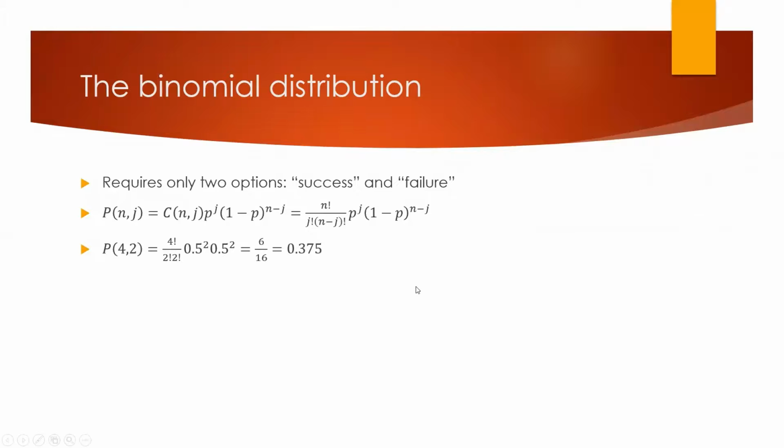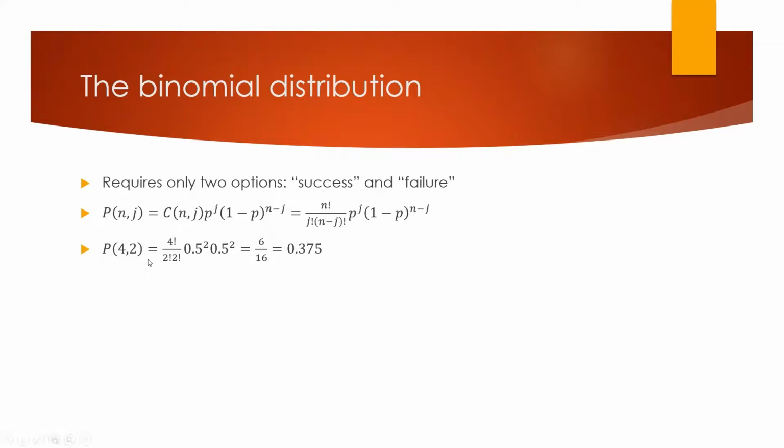Going back to our coin flip, the likelihood of observing 2 heads out of 4 total flips is equal to the configuration, which was 4 factorial over 2 factorial times 2 factorial, which is 6. And then here, our probability of success is 0.5, and we want 2 of them. Our probability of failing is also 0.5, and we want 2 of them. So that gives us 6 out of 16, or 37.5%.